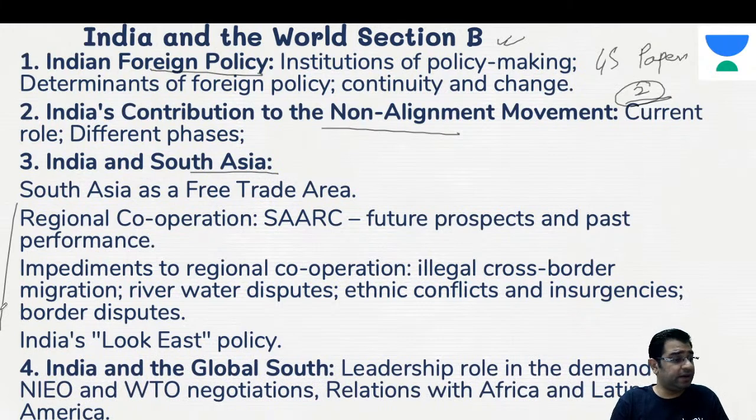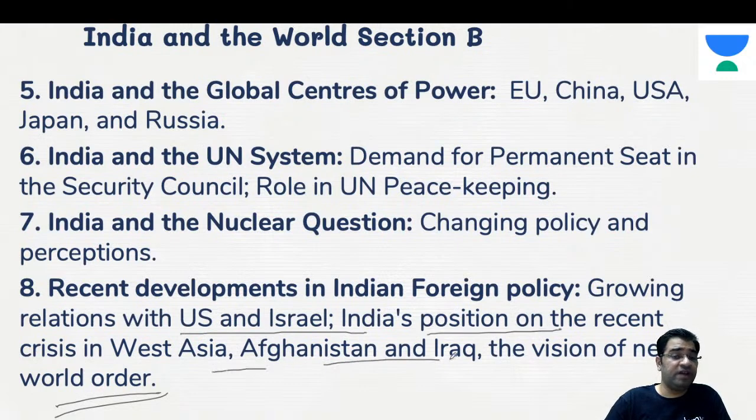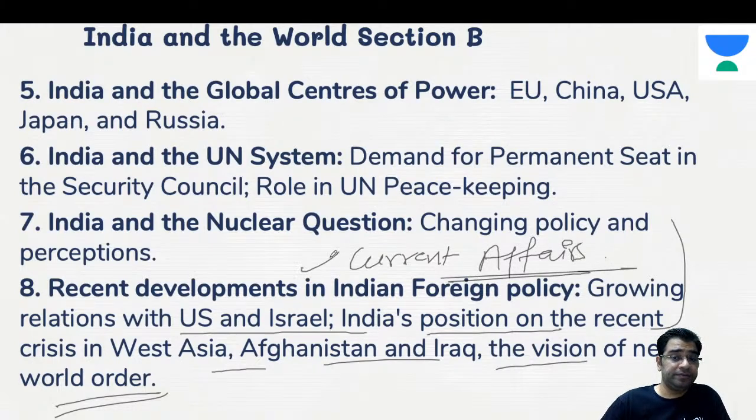Then India and the Global South: you have the new international economic order, WTO, various new organizations, and India's concerns with economic institutions. So everything will be covered. Then India with EU, China, Japan, India with security, India with UNSC, India with the United Nations, India and the nuclear question, and recent developments of policy. So you can see India-US, India-Israel, India's position on West Asia, Afghanistan, Iraq, and all these topics are nothing but your current affairs. Already you have to do them in your paper. Clear?